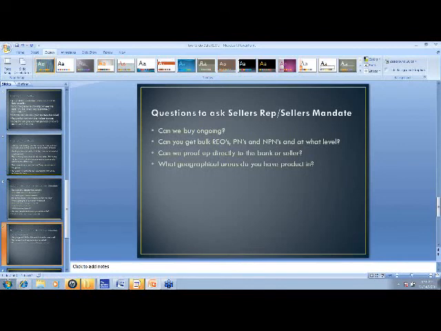And what geographical areas do you have product in? Like Tim said earlier, it could be a local bank, but they could have product throughout the whole country. So they can have product in.